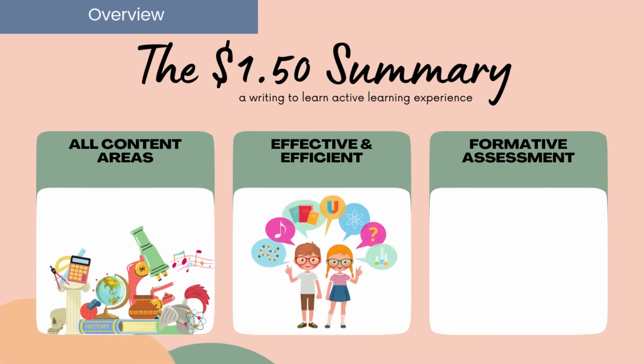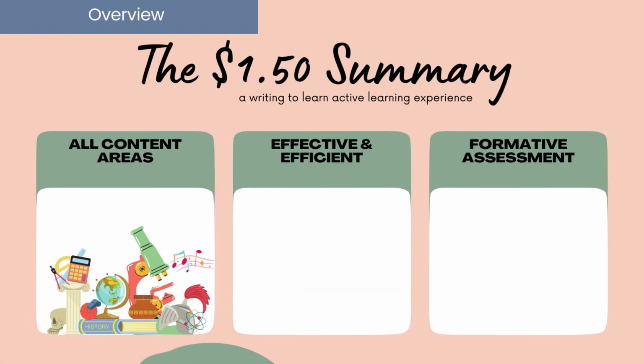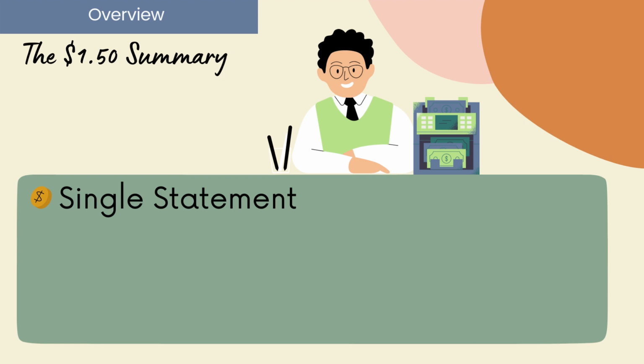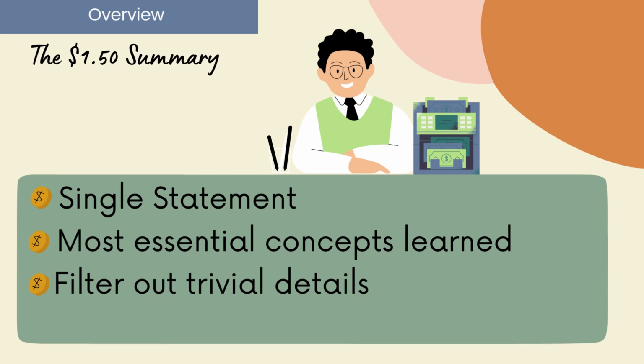areas. It is an effective and efficient way for students to process and self-assess their learning, and for teachers to formatively assess the depth of knowledge that students have on a given topic. The $1.50 Summary asks students to compose a single statement that captures the most essential concepts learned. It is an easy-to-implement strategy that requires students to filter out trivial details and make decisions about what is important.